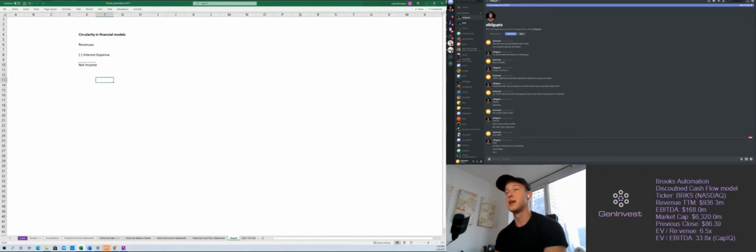Well, as we know, net income, where does net income flow? It flows into two places. It flows into retained earnings on the balance sheet, as well as the top of the cash flow statement, which means that it affects cash. So net income affects cash. More specifically, here, interest expense affects cash.